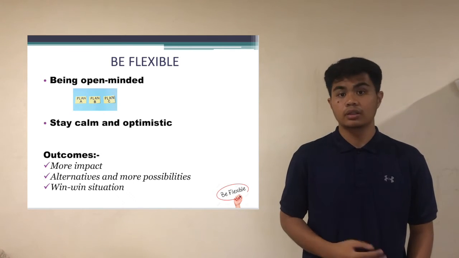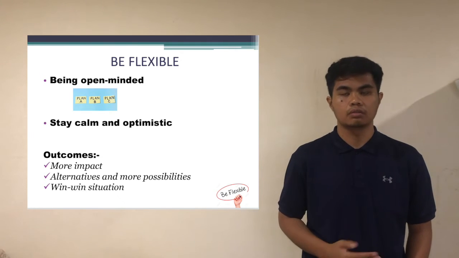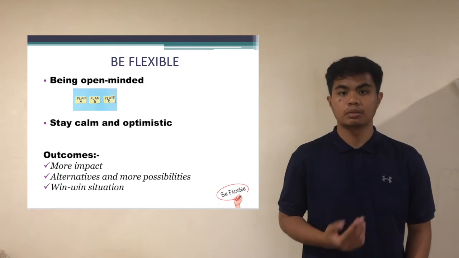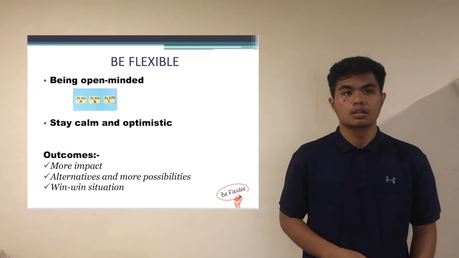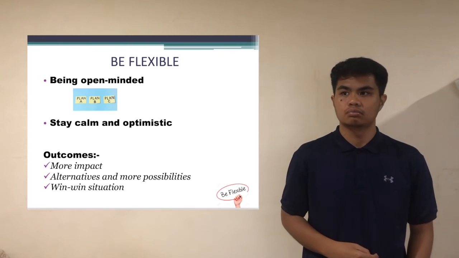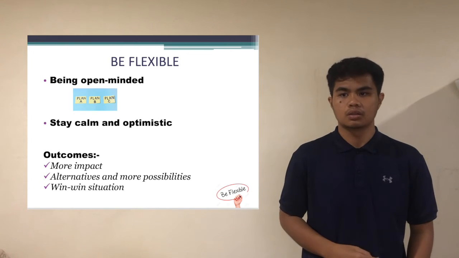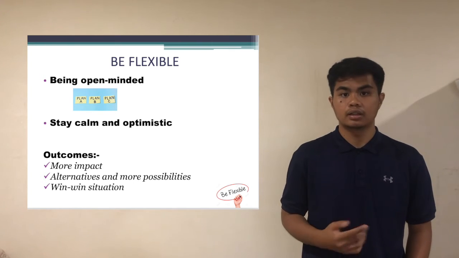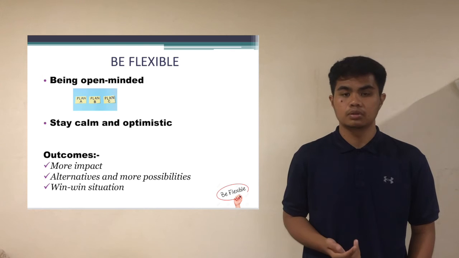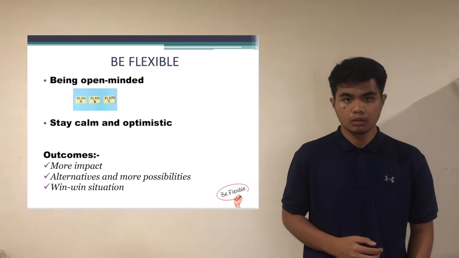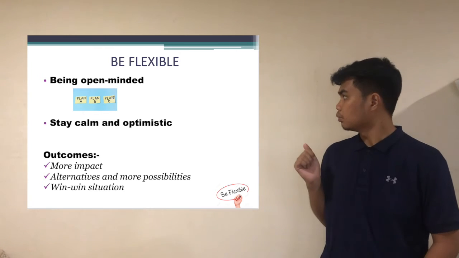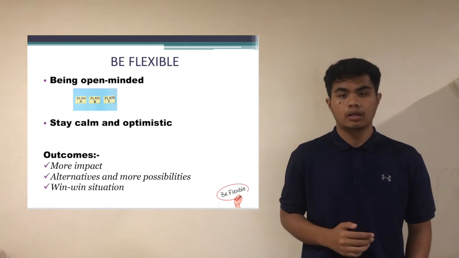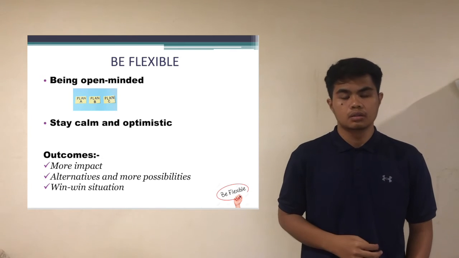So we can't predict what's going to happen in the future. We can't predict what the incoming problems and changes are. So if you are a flexible person, you are more versatile and more responsive to changes, which can benefit you as you can adapt to the changes or the problems quickly. So how to be a flexible person?